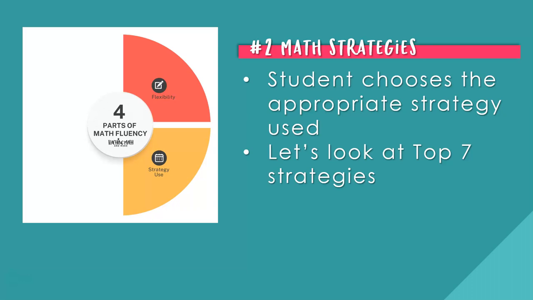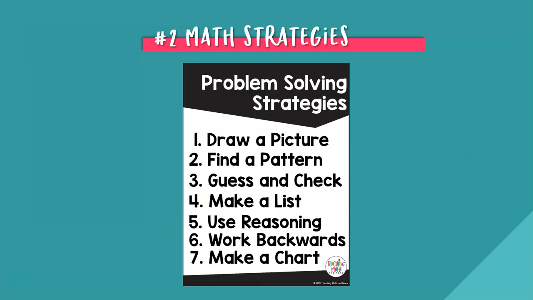Part 2 of middle school math fluency are the strategies. It's where the student chooses which strategy to use. It must be an appropriate strategy for middle school math fluency. Let's look at the top strategies. Here are the top strategies kids can use when problem solving in middle school. Drawing a picture, finding a pattern, guess and check, making a list, using reasoning, working backwards, making a chart.